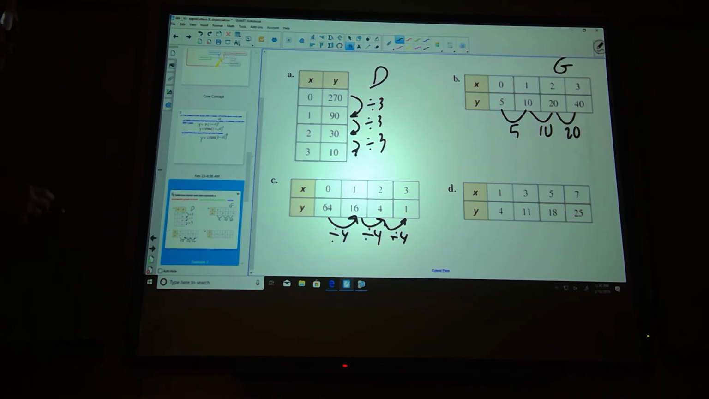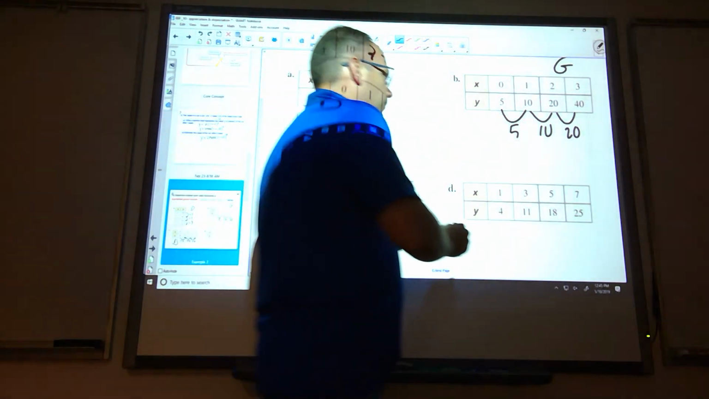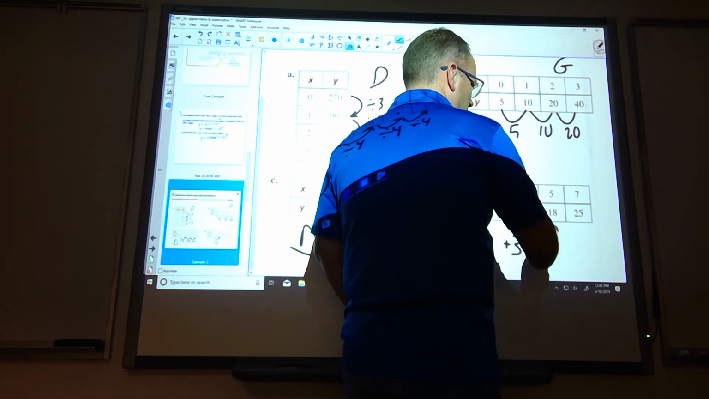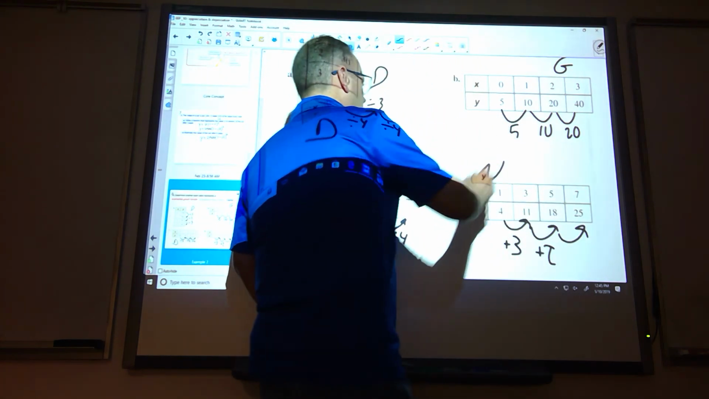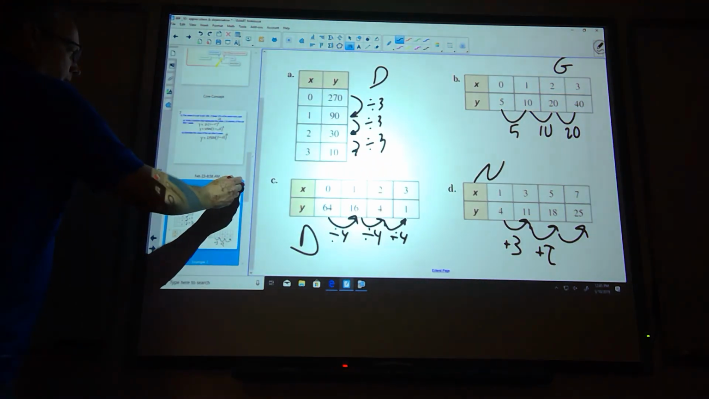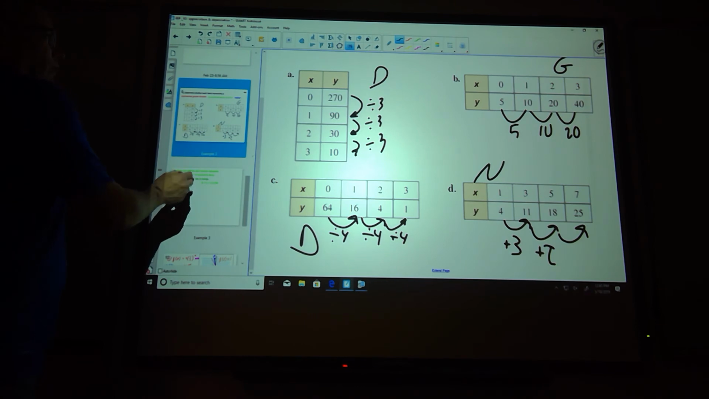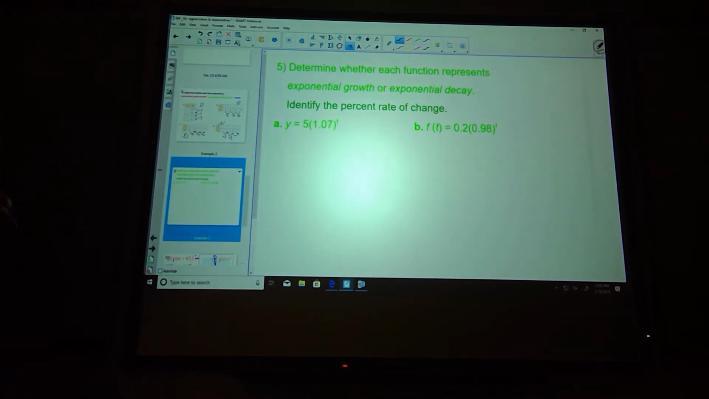All right, then this one, let's see. 64 to 16. There to there is divided by 4. There to there, I divide by 4. Divided by 4, so I'd say this is decay. And then I add 3, I add 7. No, that's a neither. So decay, growth, decay, neither.